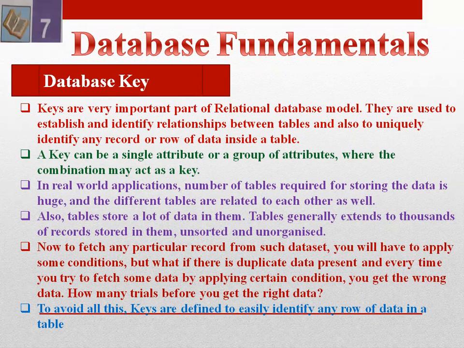Also, tables store a lot of data in them. Tables generally extend to thousands of records stored in them, unsorted and unorganized. Now, to fetch any particular record from such a data set, you will have to apply some conditions. But what if there is duplicate data present? And every time you try to fetch some data by applying certain conditions, you get the wrong data. How many trials before you get the right data? To avoid all this, keys are defined to easily identify any row of data in a table.